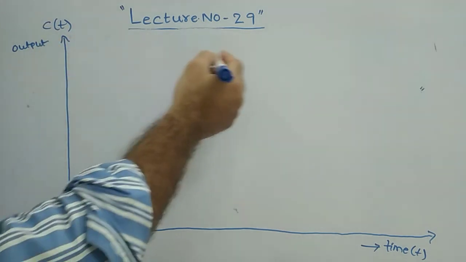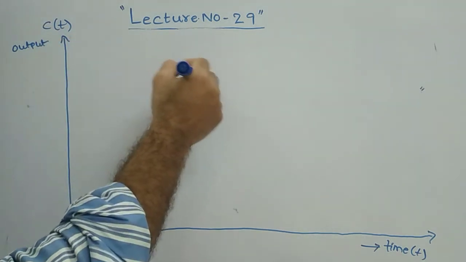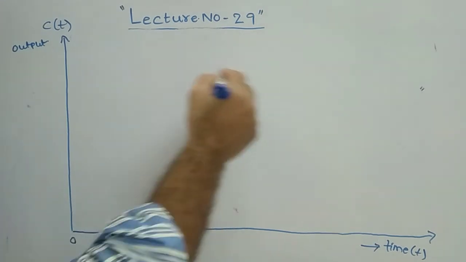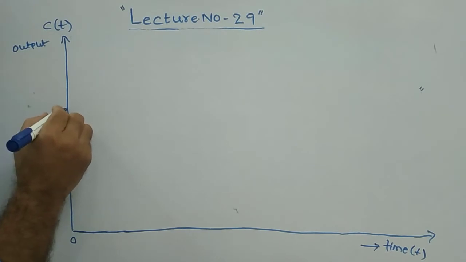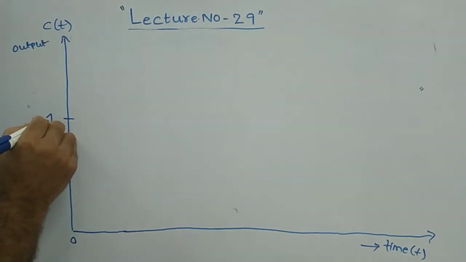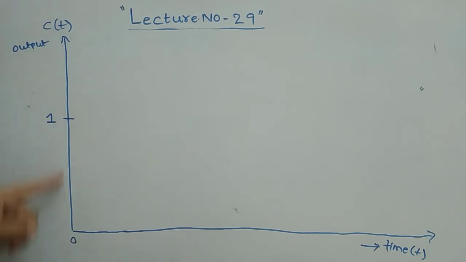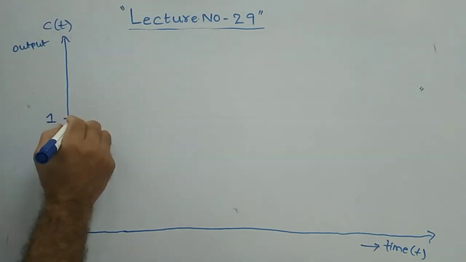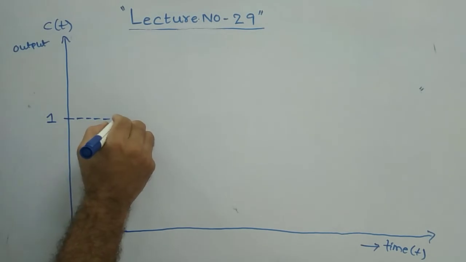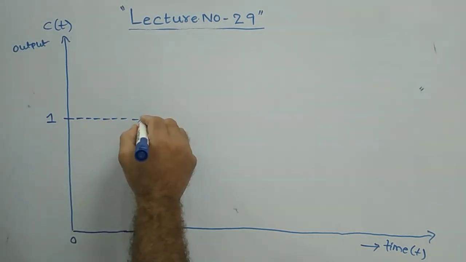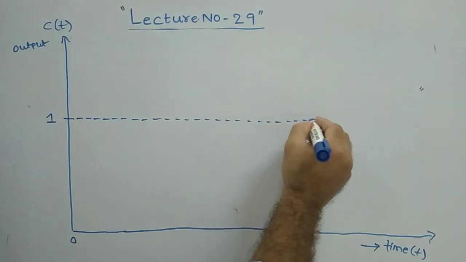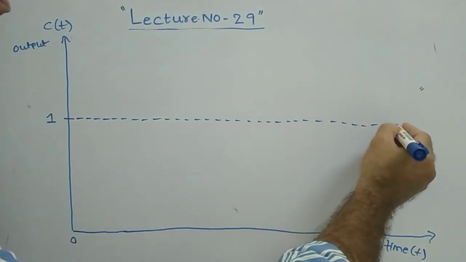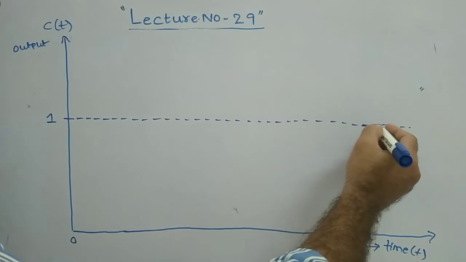Just now we have seen the C of t expression, C of t is equal to 1 minus, where 1 is the maximum value actually. Therefore, you write that 1, somewhere your output is 1. Here is the 1 value, C of t is the output. Here you just draw a dotted line like that. This is your 1 basically. Clear?